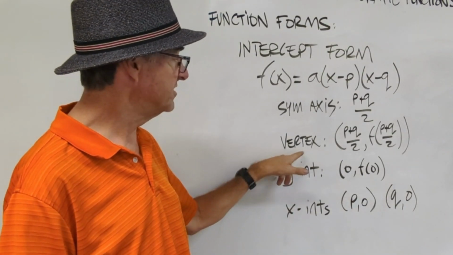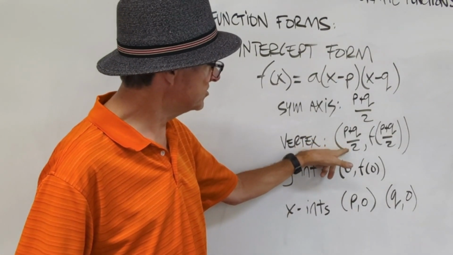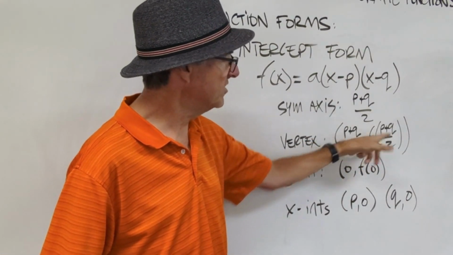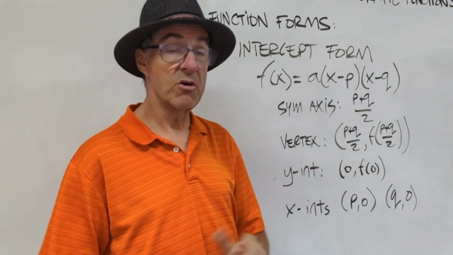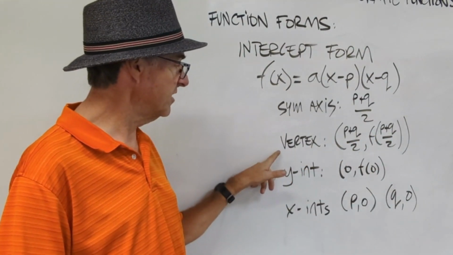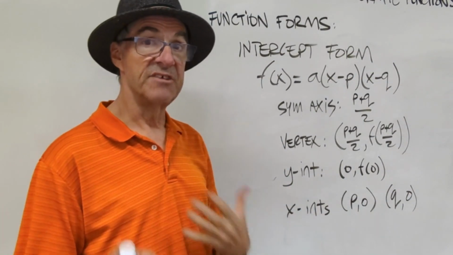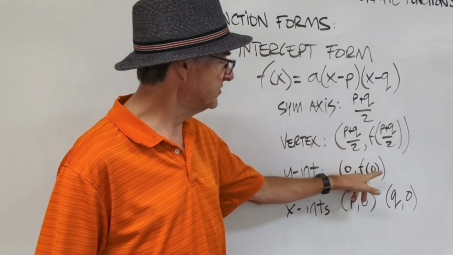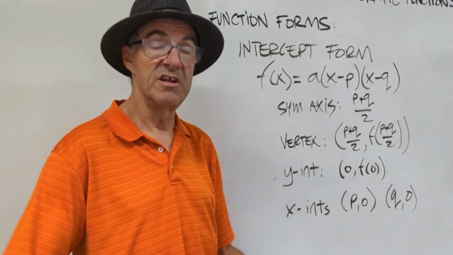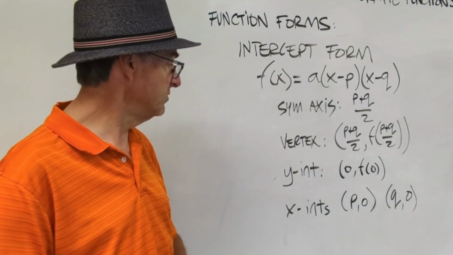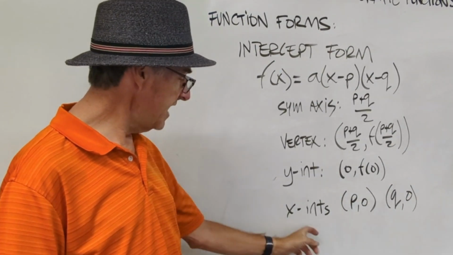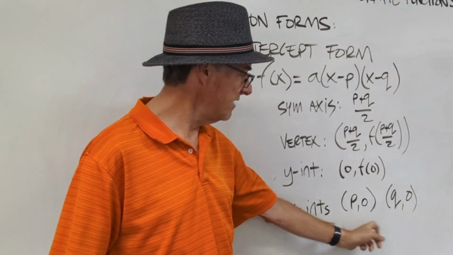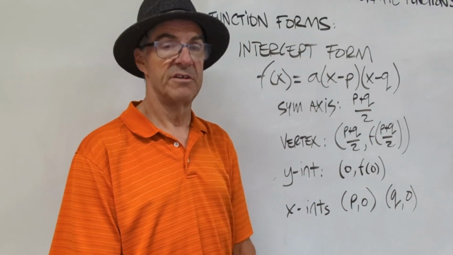Just like before, to get the vertex, we take the symmetry axis and we plug it into the function and it spits out the y-coordinate of the vertex. So that's how you get that. The y-intercept, again, just like before, it's the point (0, f of 0). So you put 0 back into your function and find out what that is, and that would give you the y-intercept. Lastly, like I said, the x-intercepts you get for free right from the function.